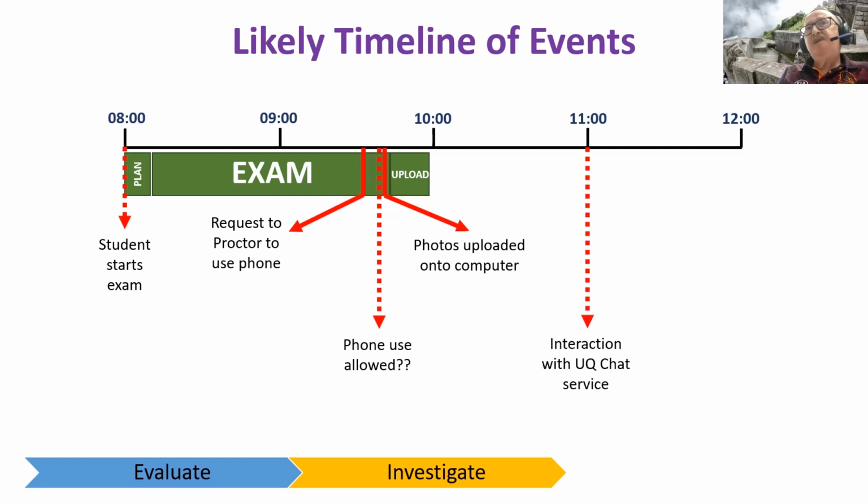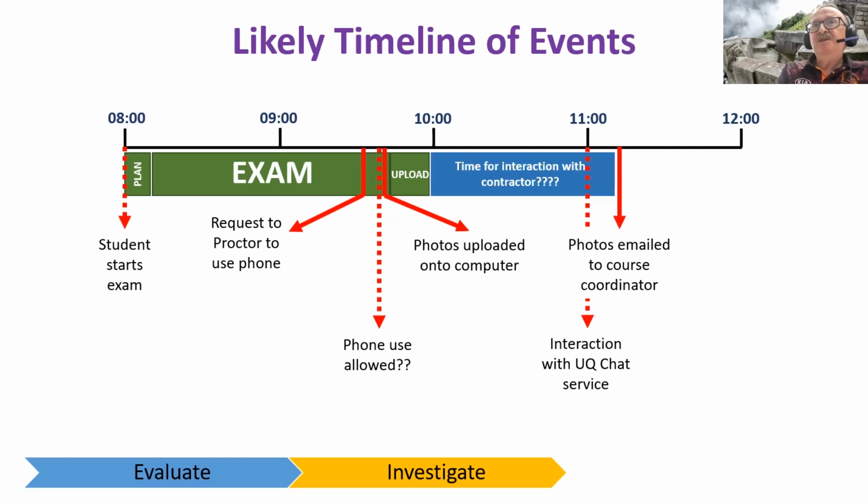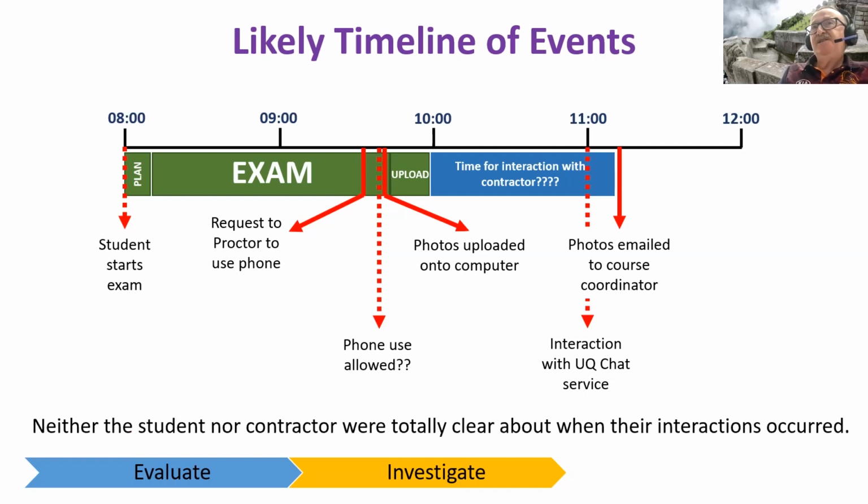Then roughly an hour and 20 minutes, I guess, after the exam, they contacted UQ Chat explaining they were having problems uploading their exam answers. And they were told to email the course coordinator. So that gives this window where, even if they didn't actually do anything during the exam, they had about an hour to send things backwards and forwards between the contractor and the student. But we don't exactly know whether it occurred then or whether there was some way they managed to fool the proctor and do it during the exam.